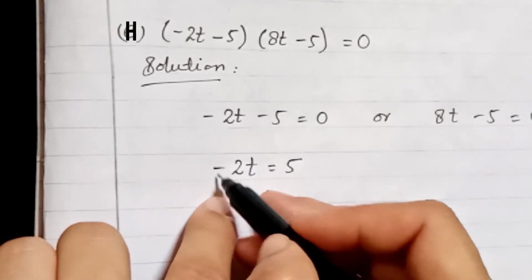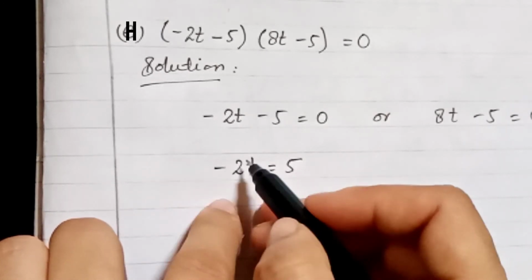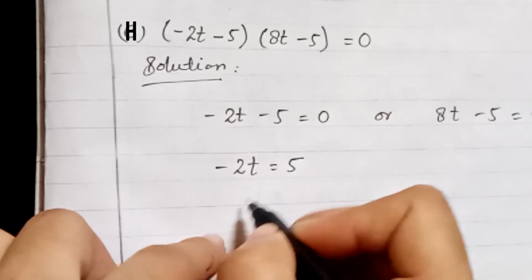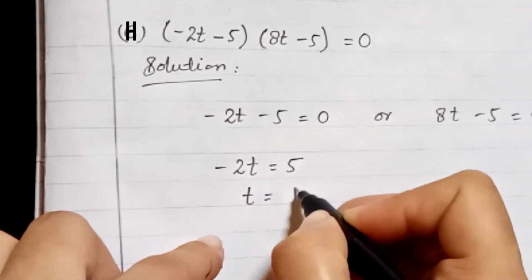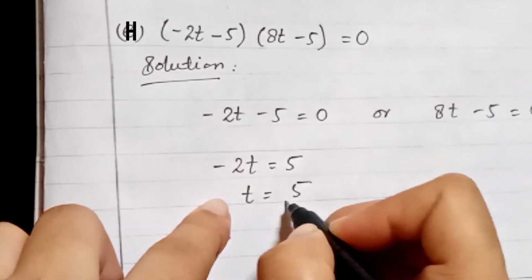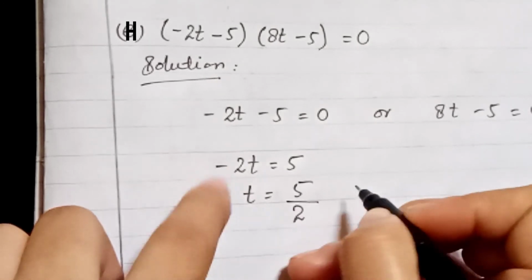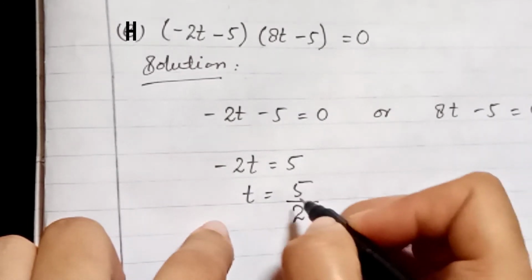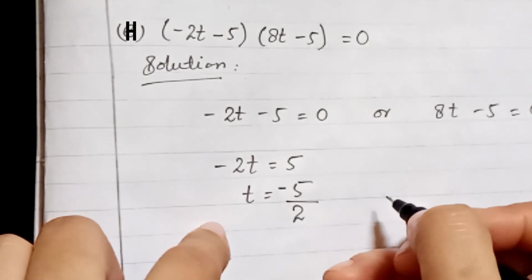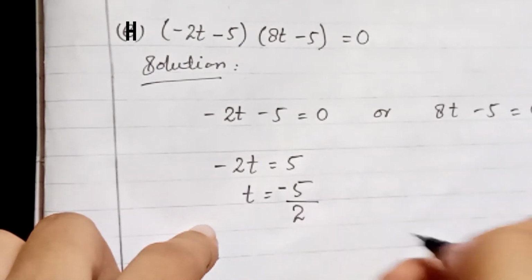And when we move this 2 to the other hand side, it will move along with this minus sign. So t will become 5. This 2 will come in the denominator part, but the minus sign will always come with the numerator part. So t will become minus 5 upon 2.